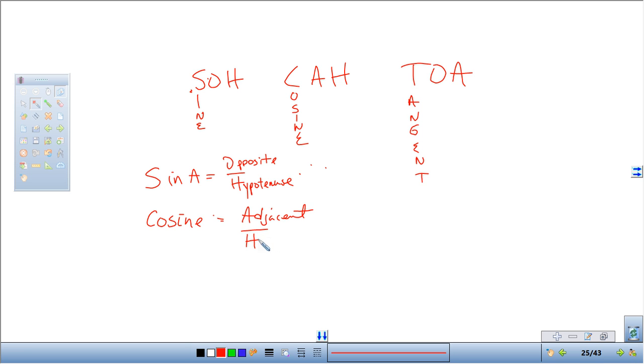What does the H stand for? Again, hypotenuse. The last one, TOA, is tangent. Tangent is going to be opposite over adjacent.